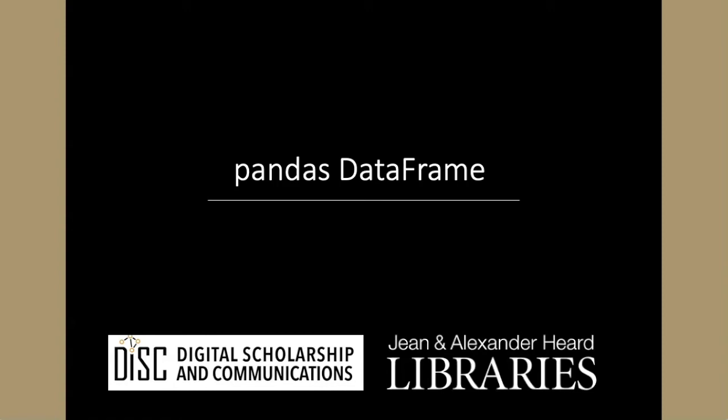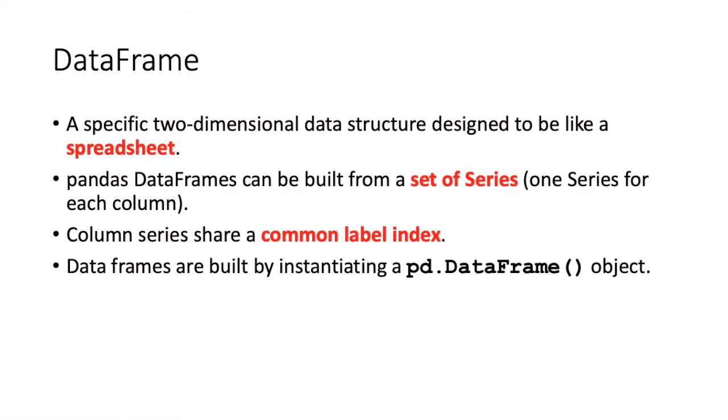Let's start by looking at some of the characteristics of pandas data frames and then see how we can build them out of simpler Python objects. A pandas data frame is a two-dimensional data structure. It's basically like a spreadsheet, and in fact, we'll find that the easiest way to make a pandas data frame is from a spreadsheet. But you can also build pandas data frames by putting together several series that share a common label index. And we do this by instantiating a pd.DataFrame object.